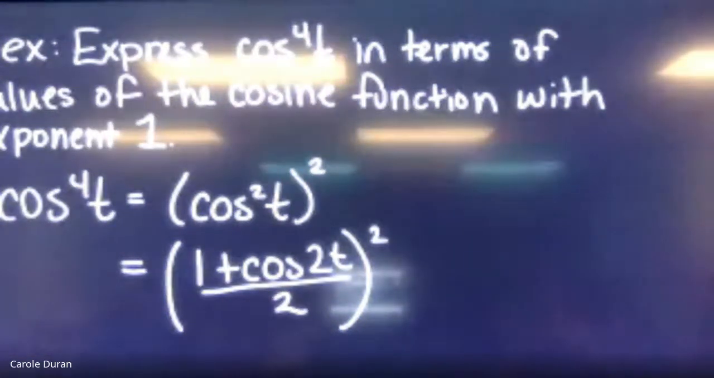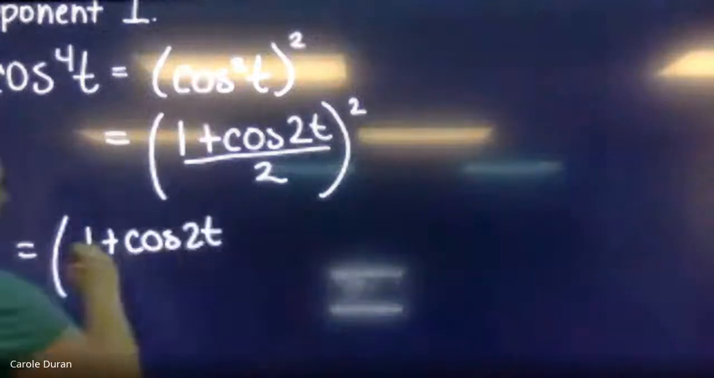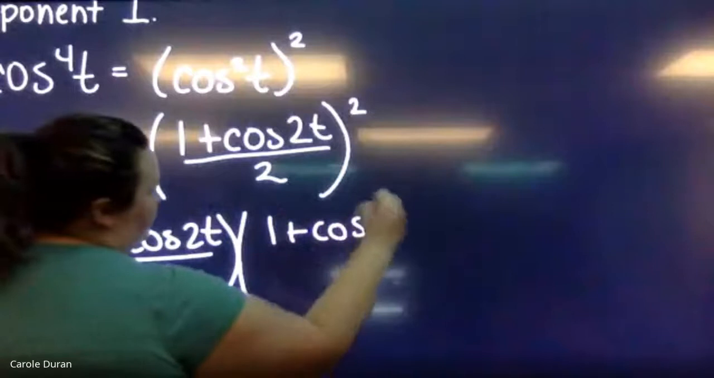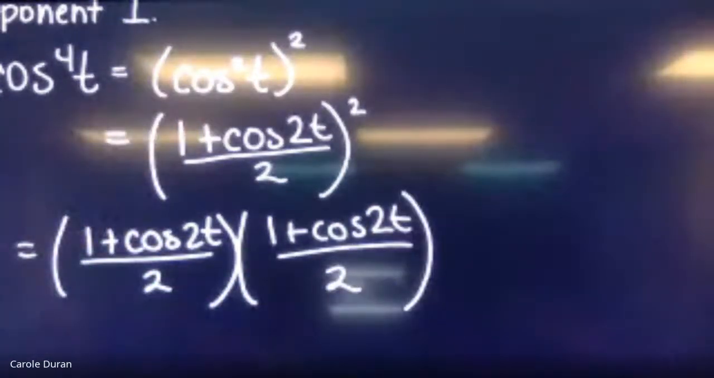And now, just like on the previous problem, I'm going to go ahead and rewrite this as the multiplication times itself. And then I'm going to FOIL by multiplying straight across. So this is equal to 1 plus cosine 2t over 2 times 1 plus cosine 2t over 2. Yes, it's because of the square. So when we square something like this, we don't just square what's inside of it. We literally multiply it by itself.